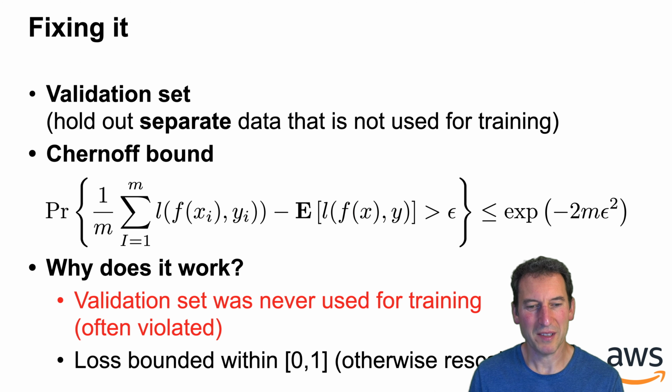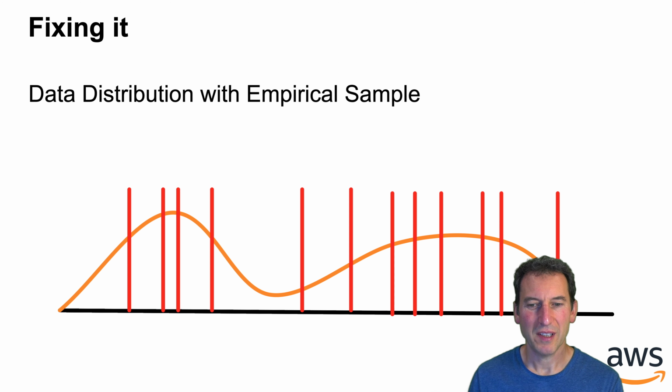But why does it work overall? Because the validation set was never used for training. Unfortunately, quite often people cheat, because they use the validation set to actually pick their model. While they technically aren't using the validation set to train their model, they're using it to pick the model. So effectively, if you were to overdo that, it would amount to, again, training on the validation set.